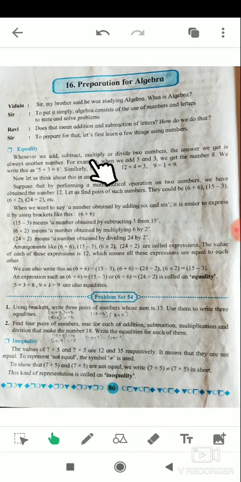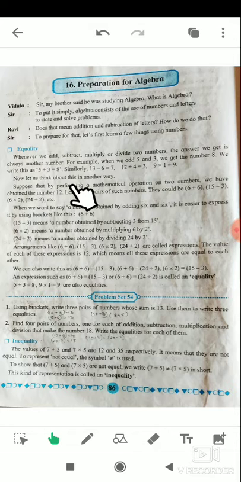whenever we add, subtract, multiply or divide two numbers, the answer we get is always another number. For example, when we add 5 plus 3, we get the number 8. We write this as 5 plus 3 equals 8. Similarly, 13 minus 6 equals 7, and 12 divided by 4 equals 3, and 9 multiplied by 1, the answer is 9. All the answers are different because all the cases are different.